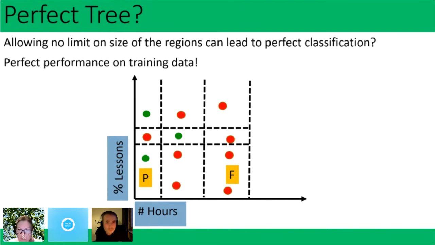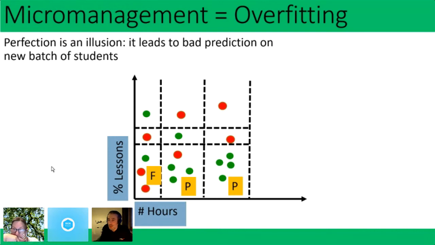If you introduce new data, it will be confused. Yes. So perfect performance on the training data is possible, but we all know that perfection doesn't exist. Nobody's perfect, and not even the algorithm. So perfect performance on the training data is an illusion, because if we then use new data, so if we test the algorithm with new data, we will see that it will fail miserably.